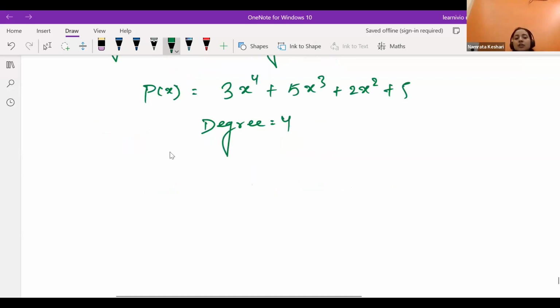The maximum exponent of the variable is called the degree of the polynomial. Now on the basis of degree, each and every polynomial has a specific name. At first, I'm writing 2 and asking you, is it a polynomial?